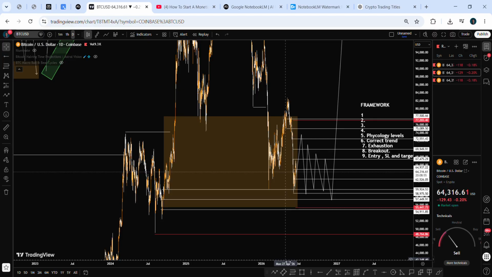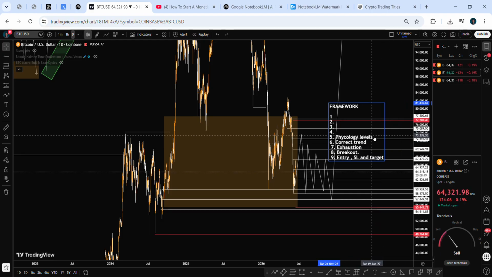So let me take that out too. I've gotten my psychology. Then the next thing is my current trend. How do I know my current trend? The last candle, the last indicator.